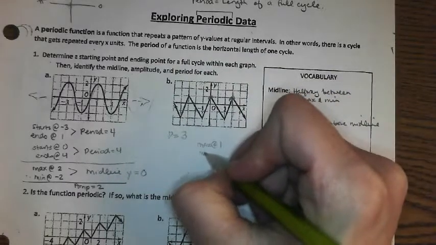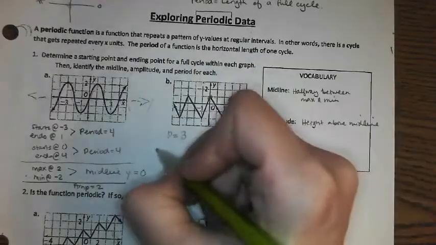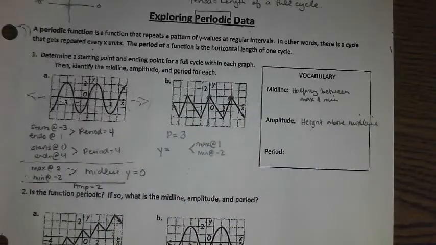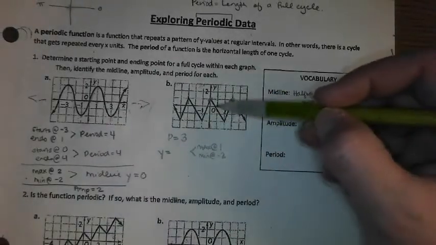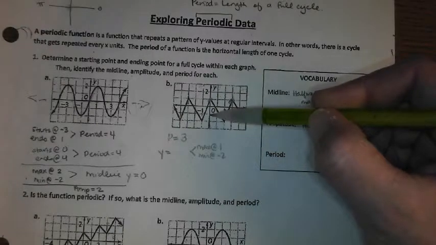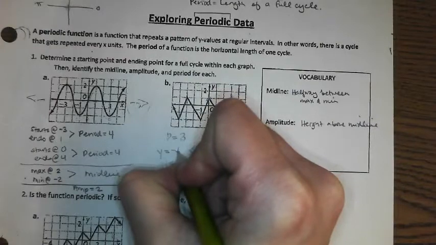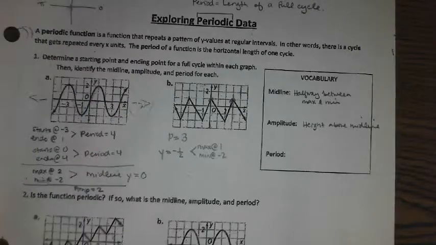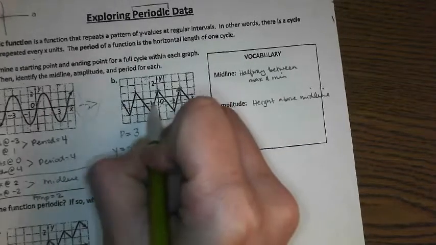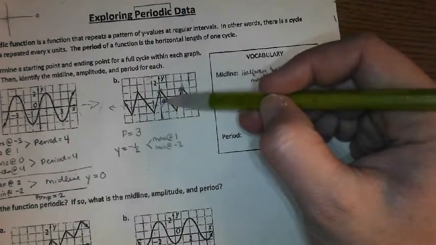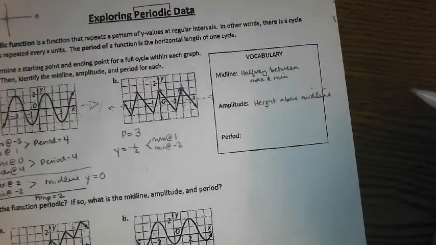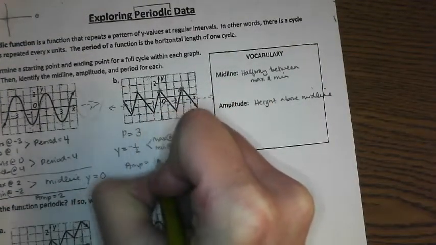My minimum's at -2. So my midline is y equals, what's halfway between 1 and -2? Nope. -1 would be closer to the bottom than it is to the top. -1/2. And so if I put my dotted line there, the amplitude is going to be how far above that midline is the top point. That's 1.5 units above. So your amplitude is 1.5.